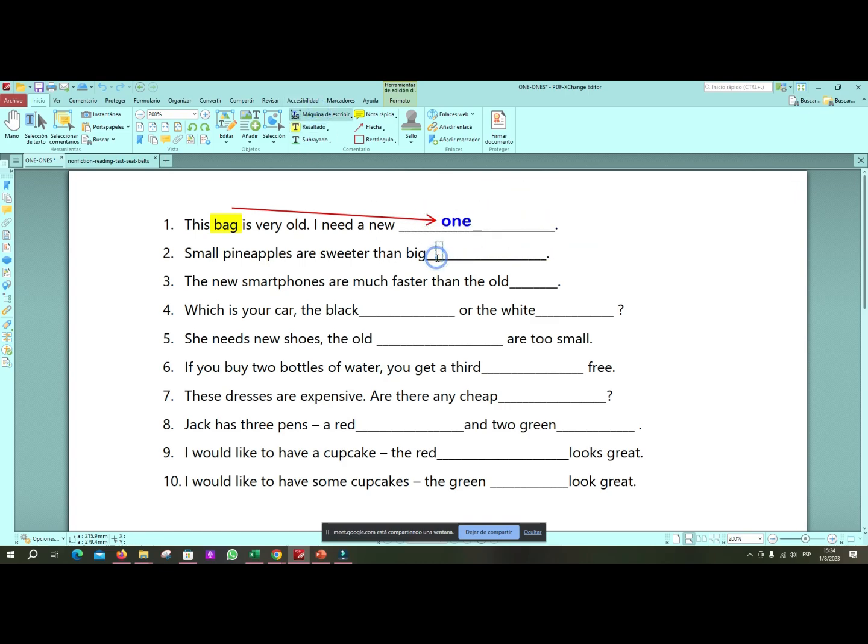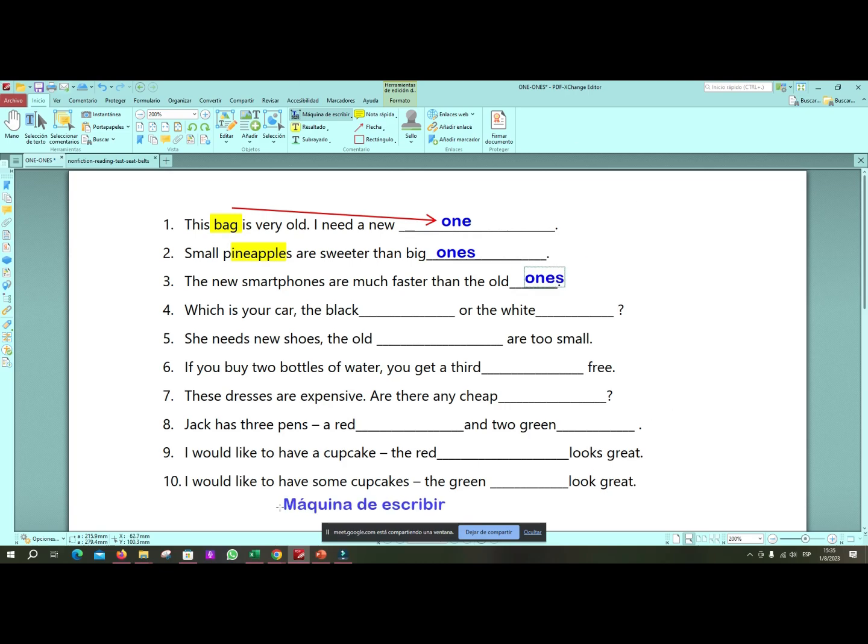Ones. Because you're talking about pineapples, right? That is plural. So in this case, we're placing pineapples, right? So, what about the number 3, guys? The new ones. Okay, so there we have the new smartphones, plural, right? Are much faster than the old ones.